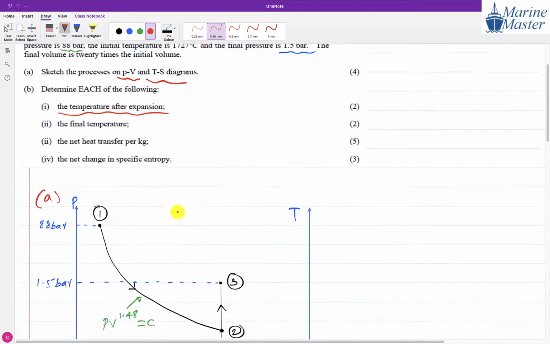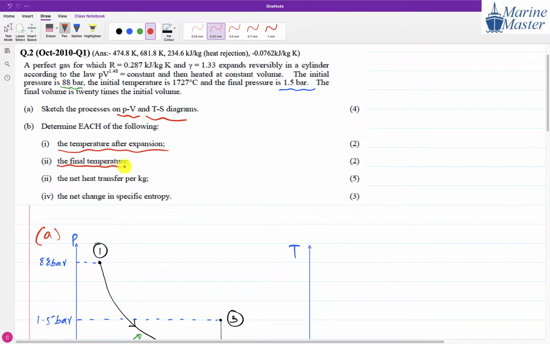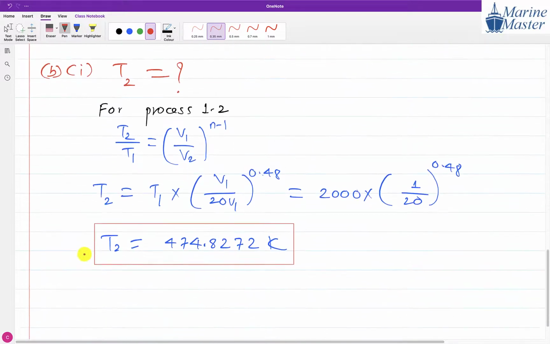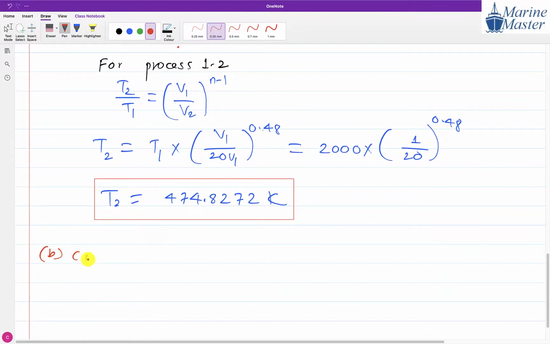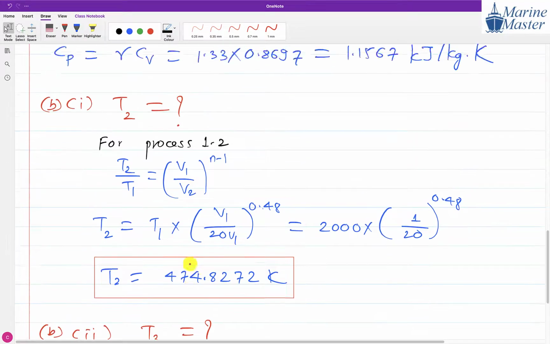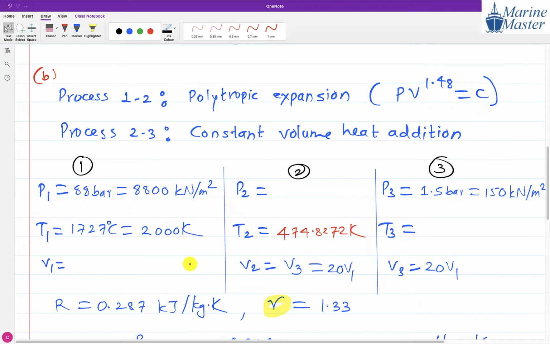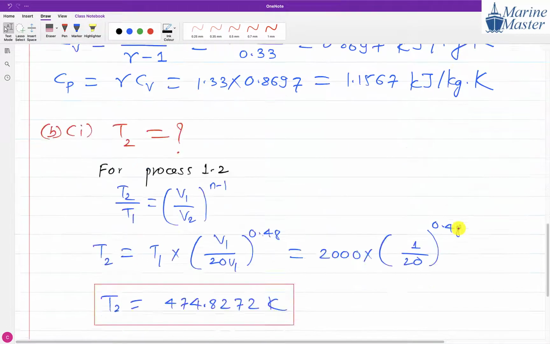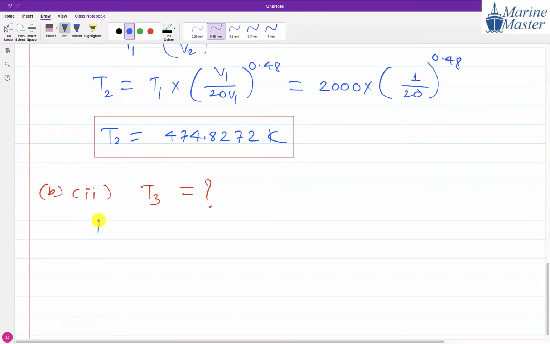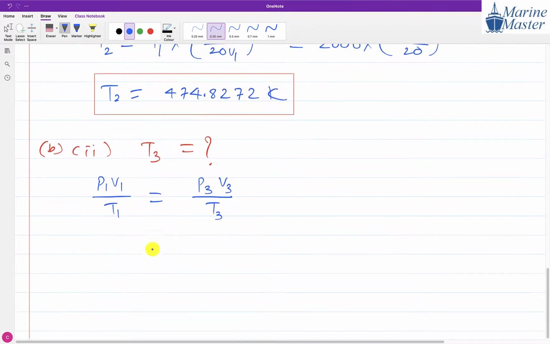Now in this next part, what are they asking us? The final temperature, T3. Final temperature means the final point, and the final point is T3. How to get T3? We take the generalized equation of state: P1 V1 by T1 is equal to P3 V3 by T3.